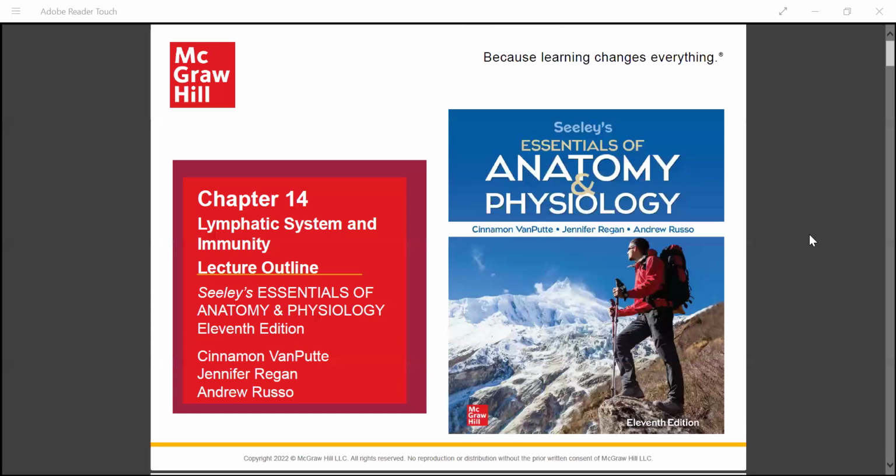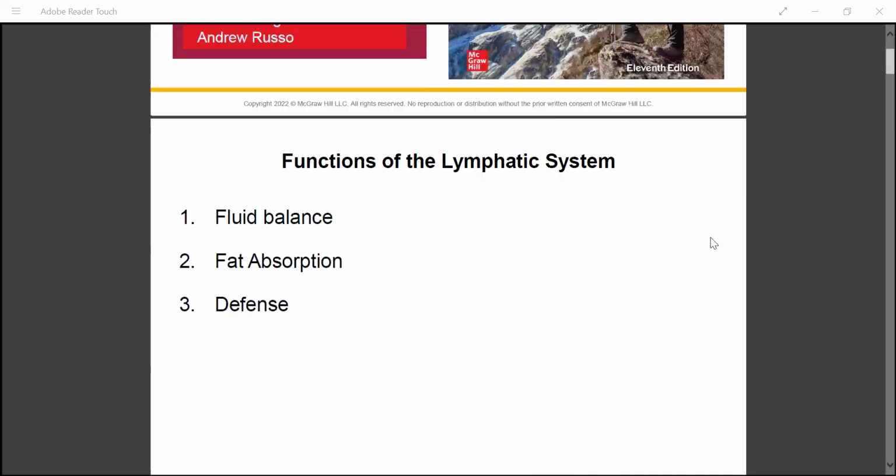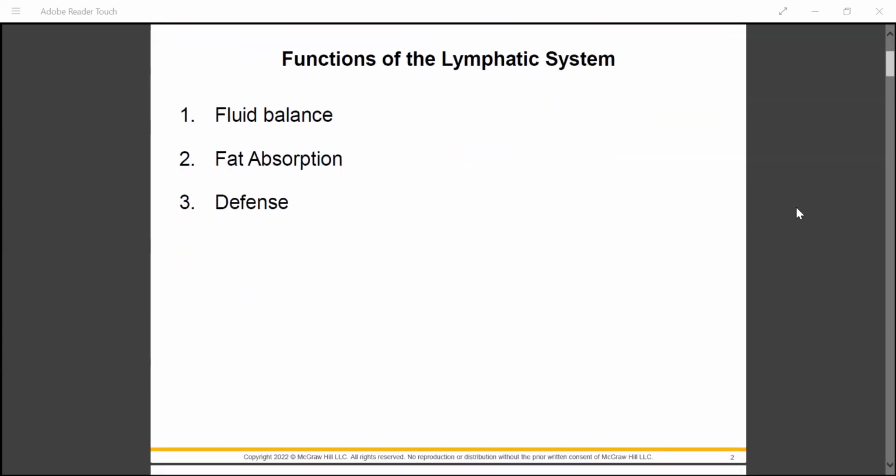All right, everyone, we're going to wrap up Unit 4 with Chapter 14, our lymphatic and immune system. So our lymphatic system helps with fluid balance. It has a role in fat absorption that we're not going to get into much, and we're going to focus primarily on its role in our defense system in the form of our immune system.